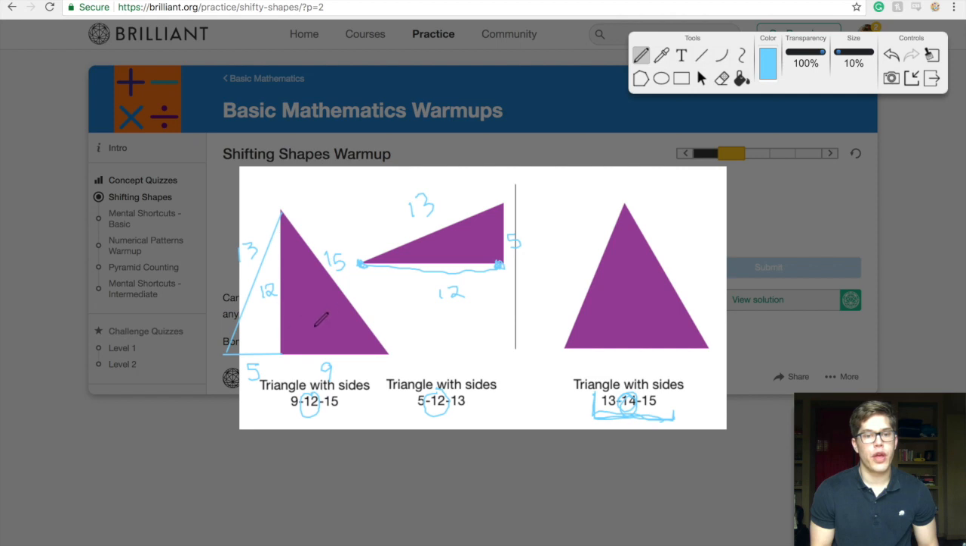So if we put this triangle over here, this is what it would make. And would the lengths measure up? Well, this would be 13, 14, and 15. So yes, it does work out. Excellent. And so we're going to say yes for this answer.